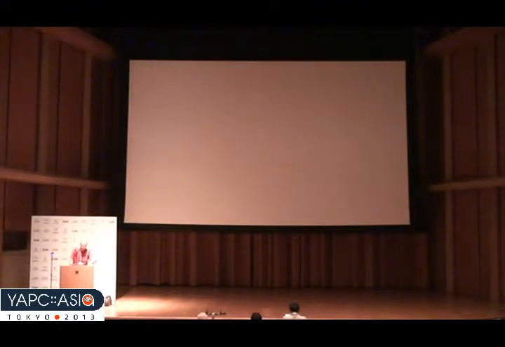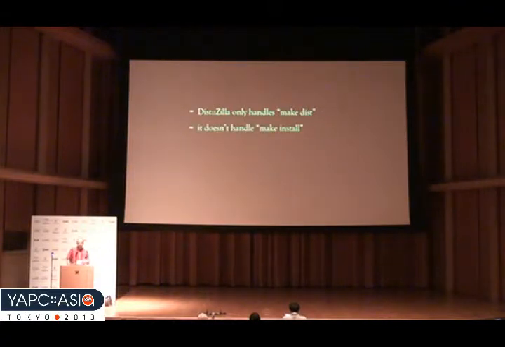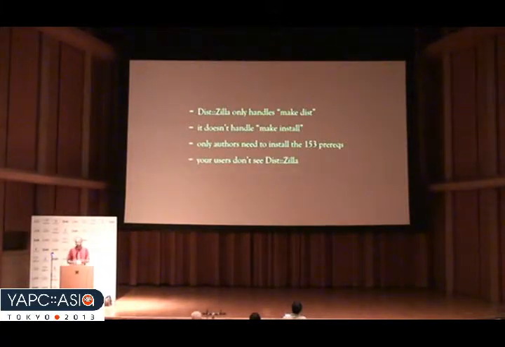But Zilla only handles make dist. That is, when you say I want to build a tarball to upload, it does that work. When the user gets the file and says make install, it doesn't do that. The user doesn't have to install those 150 prerequisites. Only you do. The user doesn't see Zilla. They might not ever know that you used it. They see a normal looking distribution that they can use and interact with exactly the same way. So there's no problem like you have with module install, where you've shipped embedded code all over the place that's broken.